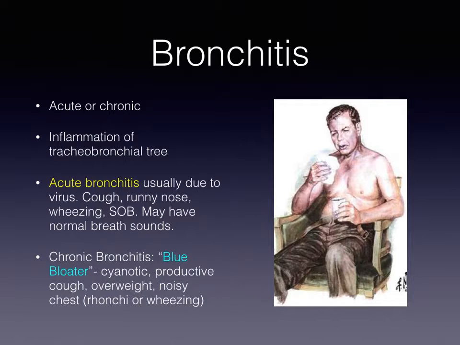Now, with chronic bronchitis patients, and sometimes we'll see acute bronchitis, these folks have inflammation of the tracheobronchial tree. And so the acute bronchitis is due to a virus. You get a cough, a runny nose, some wheezing, a little shortness of breath. You may have normal breath sounds. But when we see the chronic bronchitis folks that have COPD, these are your blue bloaters. They're cyanotic, they have a productive cough, they're overweight, they have very noisy chests due to rhonchi or wheezing in those upper airways.